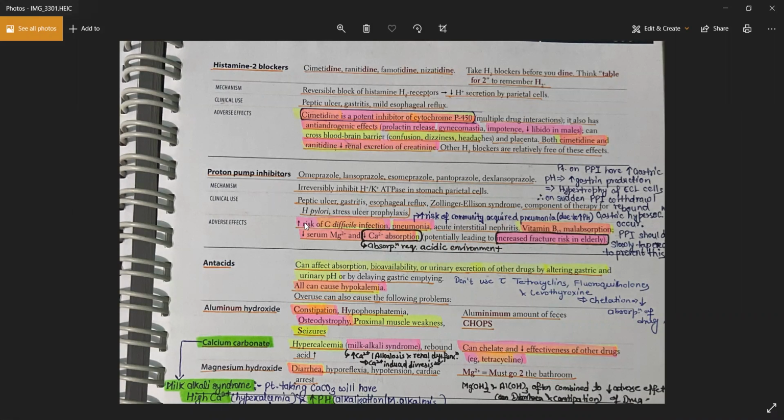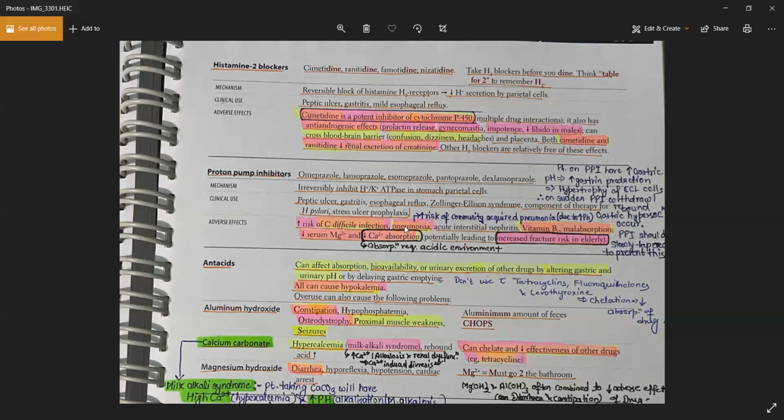Second thing, they increase the risk of Clostridium difficile infection. We have discussed that already. If you take the PPI therapy, you can have pseudomembranous colitis, and that's why these drugs are contraindicated in old age. We have discussed that already in the pharmacology section. We have discussed how the proton pump inhibitors are contraindicated for old age because they can cause pseudomembranous colitis. They can also cause pneumonia.